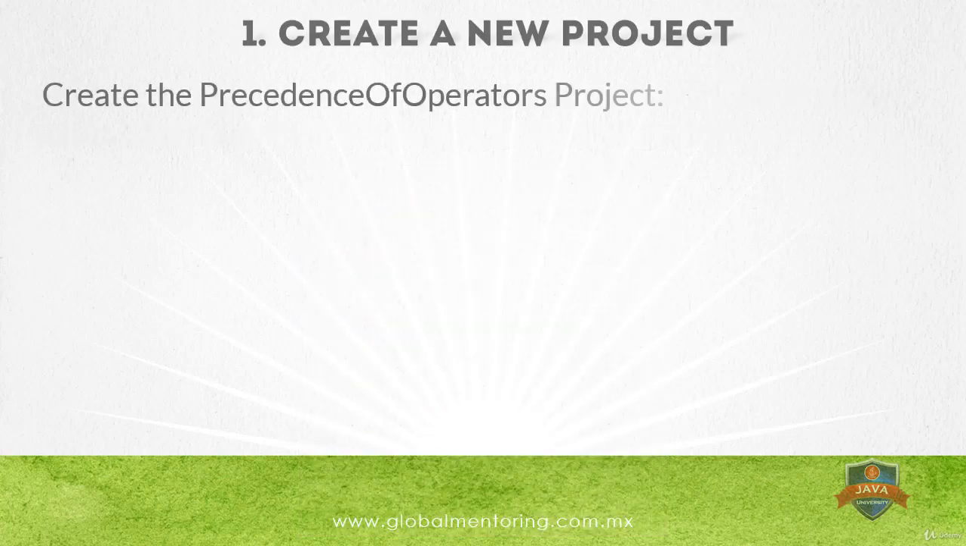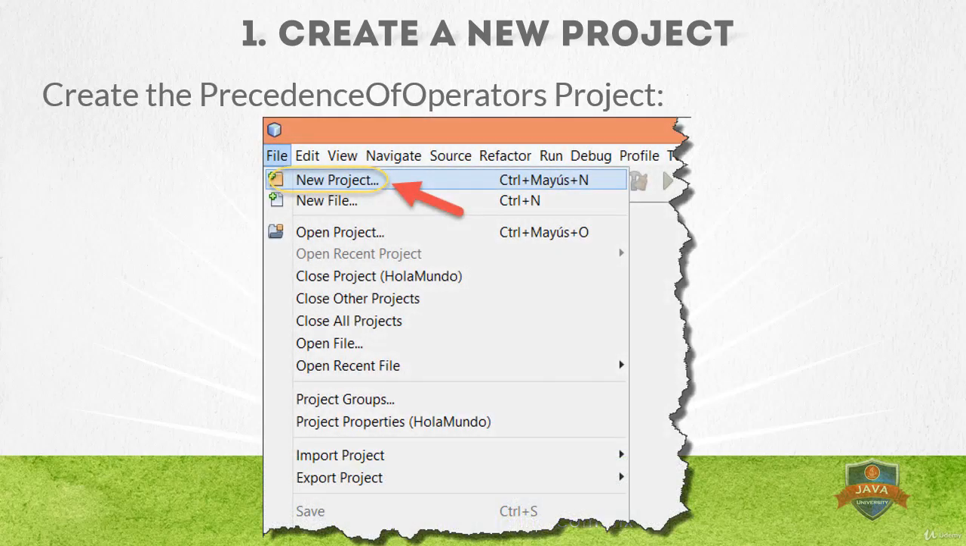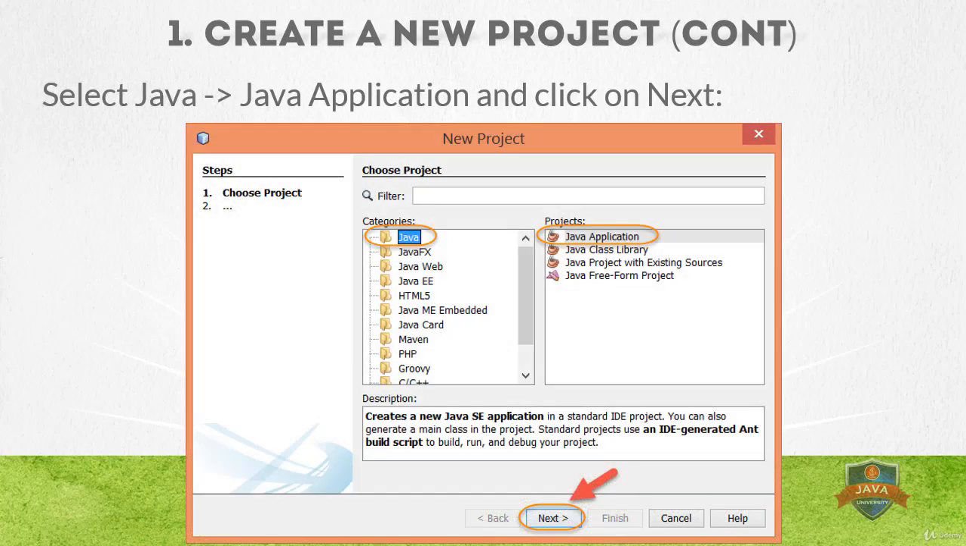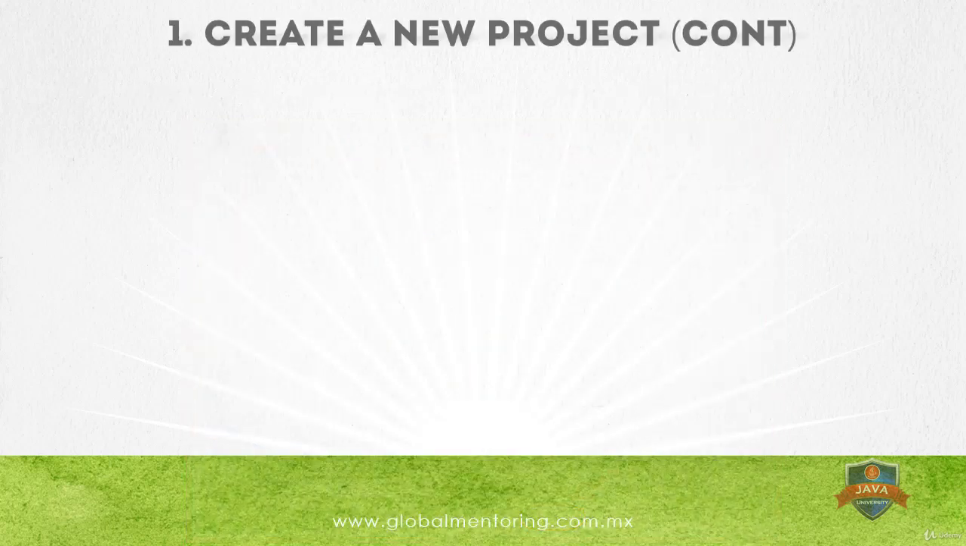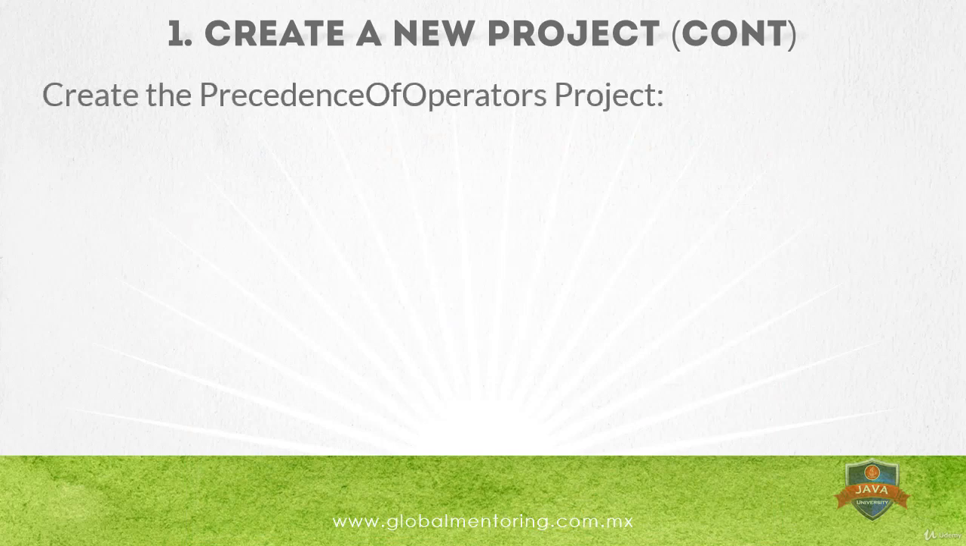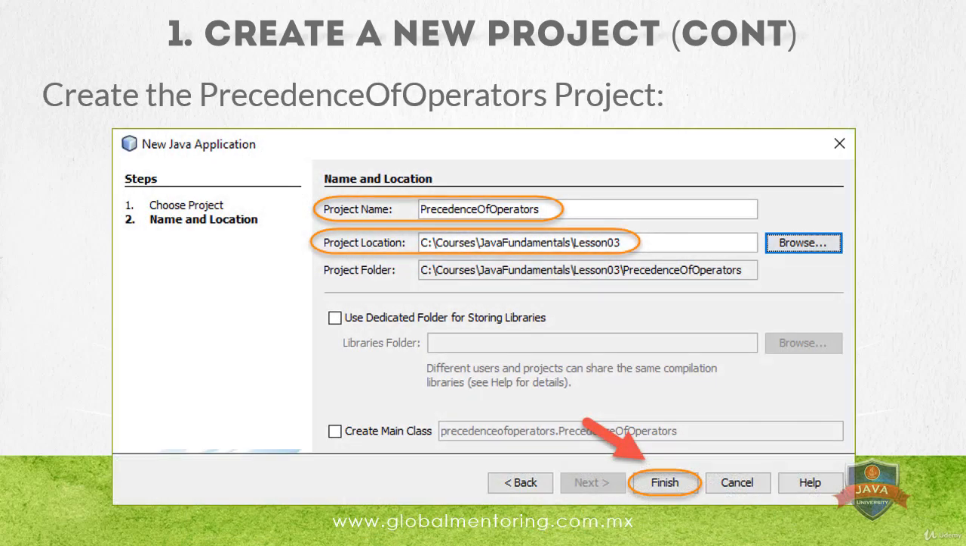Create a new project. Create the Precedence of Operators project. We open NetBeans, we click on File, New Project. We click on Java, Java Application, and click on Next. The project name is Precedence of Operators. The project location is Courses, Java Fundamentals, Lesson 3. And click on Finish.